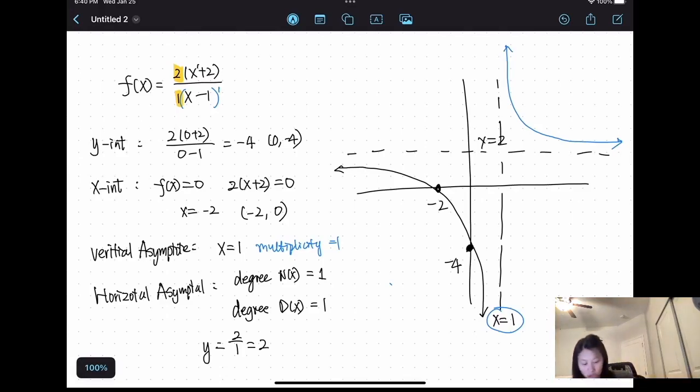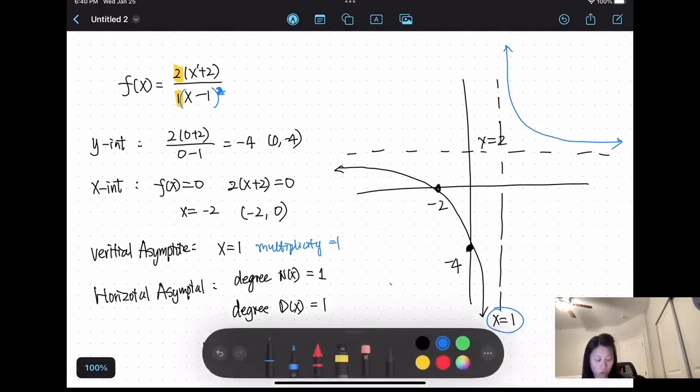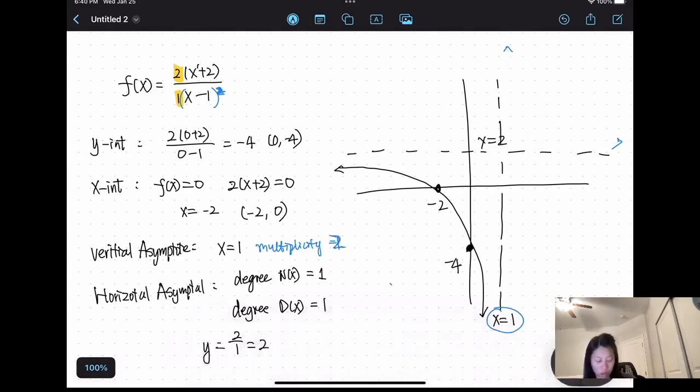If I change this to an even number, this is a square. So the multiplicity becomes 2 now. So it's going to be in the same direction. It will be here.